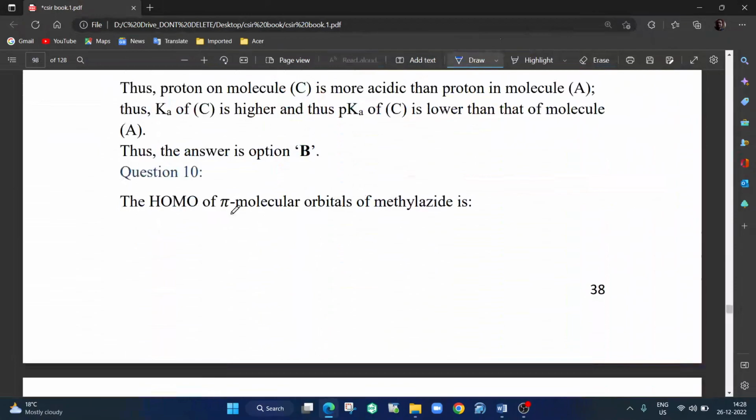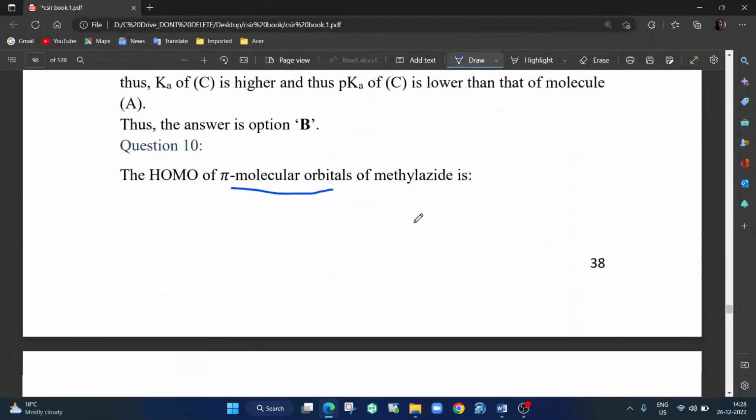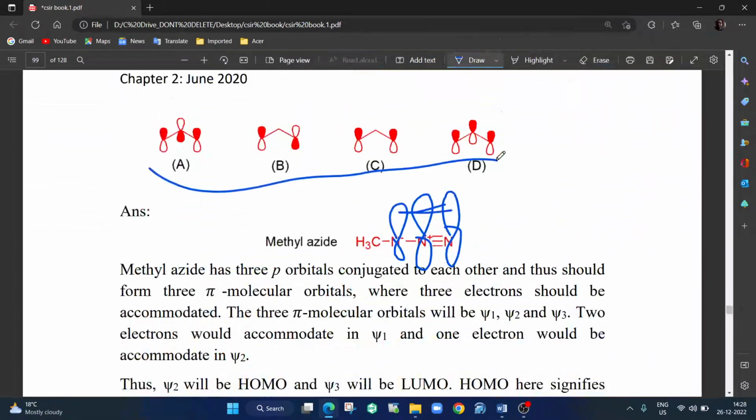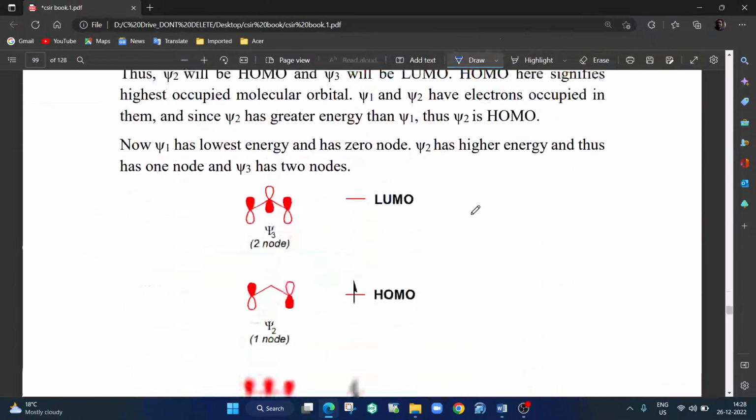The HOMO of pi molecular orbital of methyl azide. So first we have to draw methyl azide. This is methyl azide. So basically there is a pi cloud here, there is a p orbital here, and there is a p orbital here, and of course others also there, but these two are interacting forming this kind of system. So 3 p orbitals are there, so it will form 3 pi molecular orbitals.